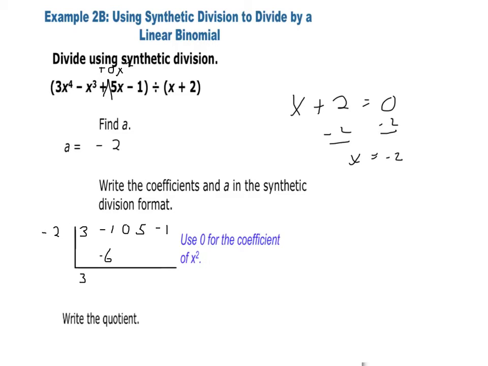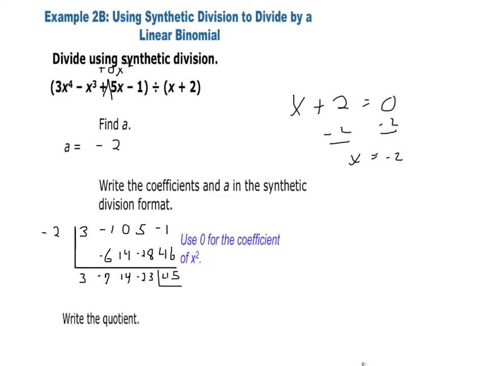Now negative 1 minus 6 is going to be negative 7. Okay, negative 2 times negative 7 is 14. Carry that down. Negative 2 times 14 is negative 28. Now, negative 5 plus a negative 28 is going to be a negative 23. And negative 2 times negative 23 will be a positive 46, which will give us a 41.